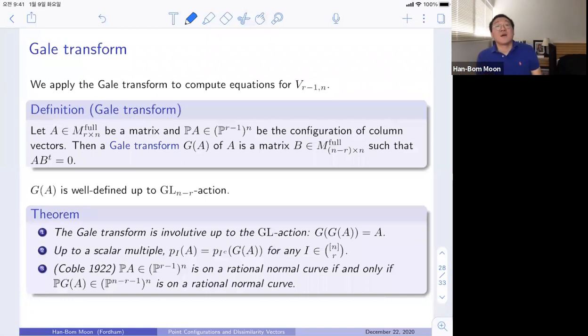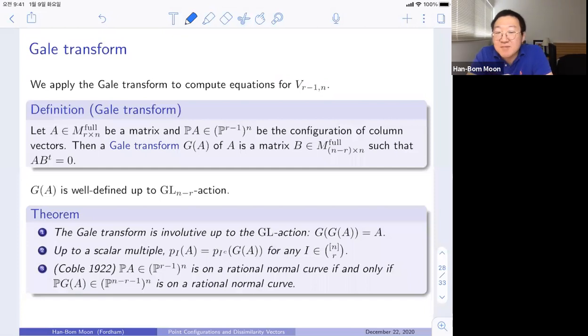First of all, G(A) is clearly not well defined, but it is well defined up to general linear group action, so there is some ambiguity. But anyway, here are three important facts we are going to use in our proof. First, the Gale transform is involutive up to GL action. This is easy.